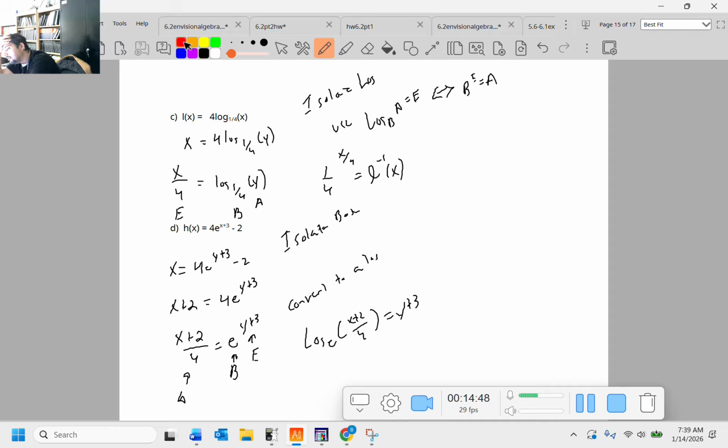Now on the next line, I'll talk about log base e being what it is. It's a natural log. We're going to have to take away 3, and that would perform the isolation. This was called h, so we would write the inverse of h of x, and we would be done.